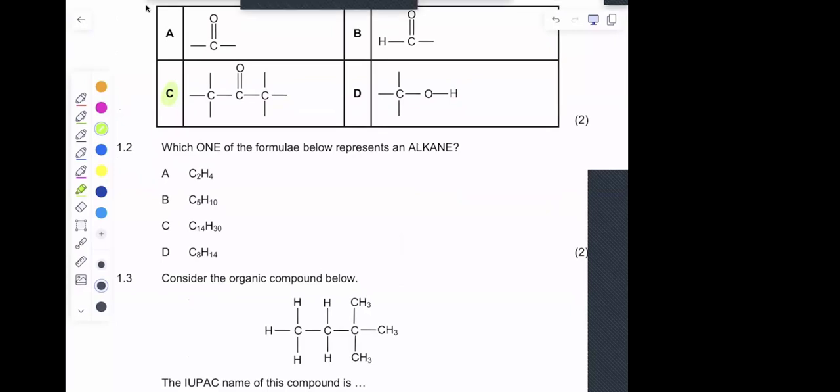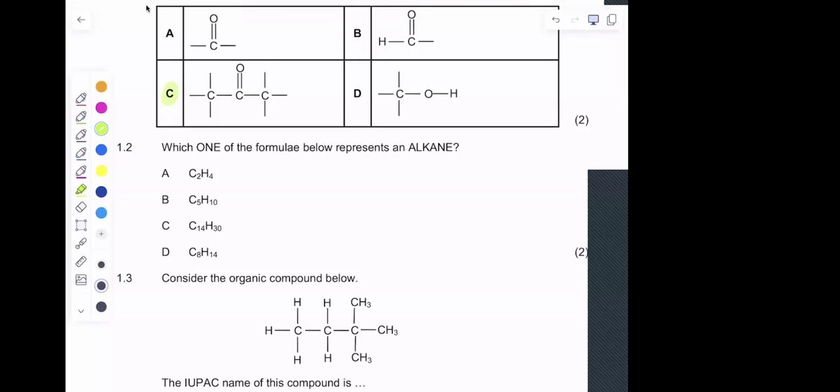Thanks for the quick fingers there. Okay, getting some B's, some C's, some D's. There's some B, there's some C. Let's see how everyone's going through this one, right? Which one is going to represent the alkane?